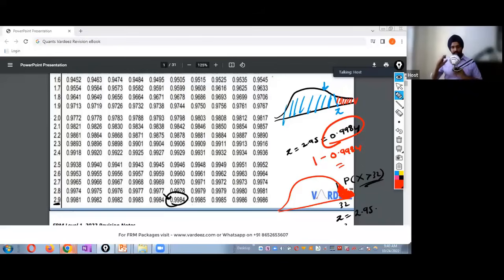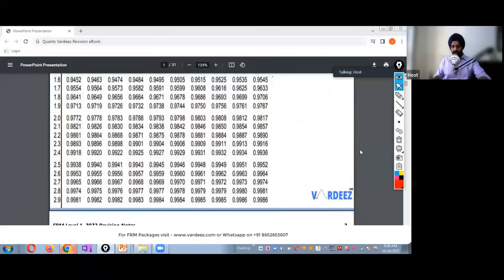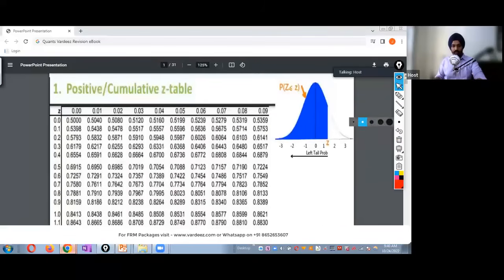Okay, so if you want to find the right side, just take 1 minus the value that you get. That's it. So this is simplistically how you find the value on the right side.